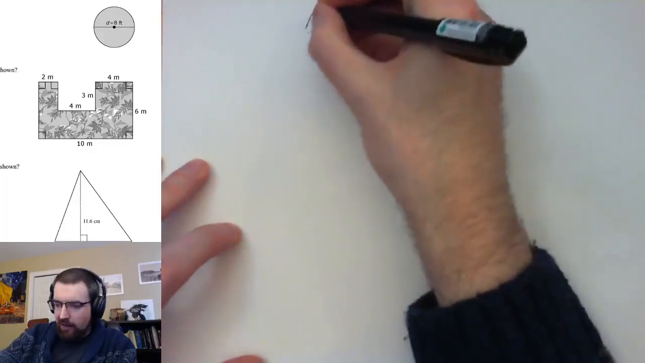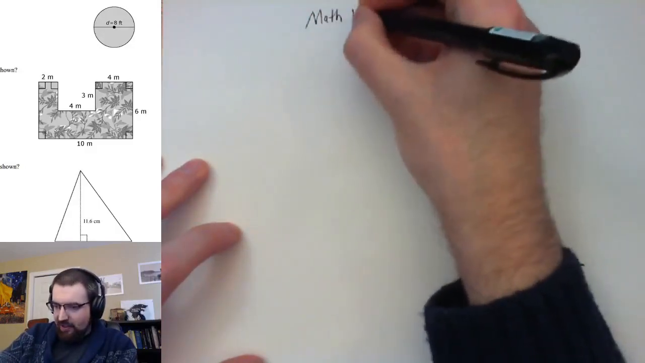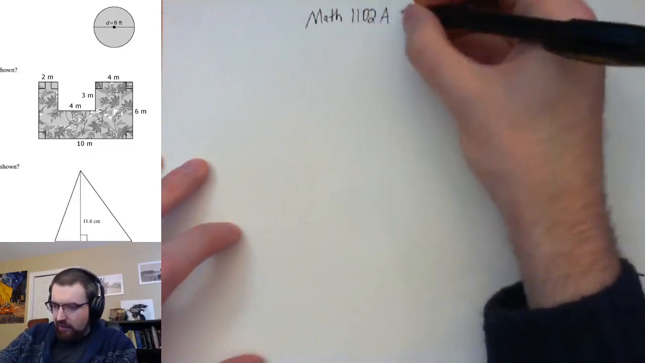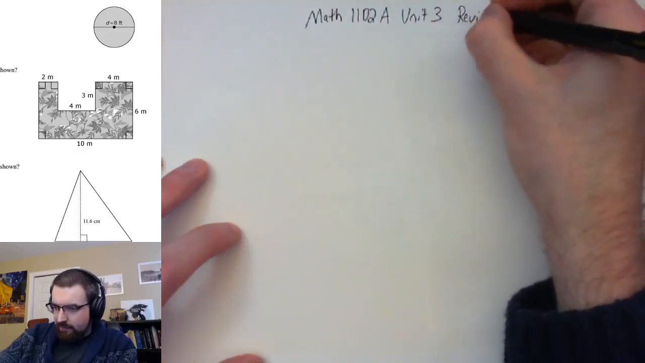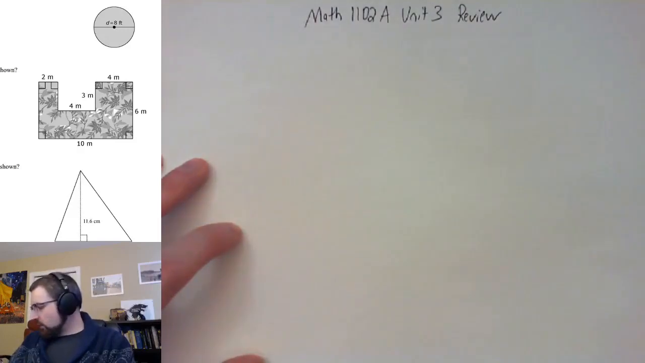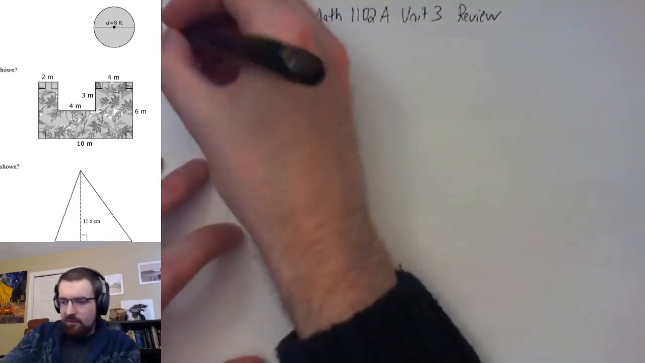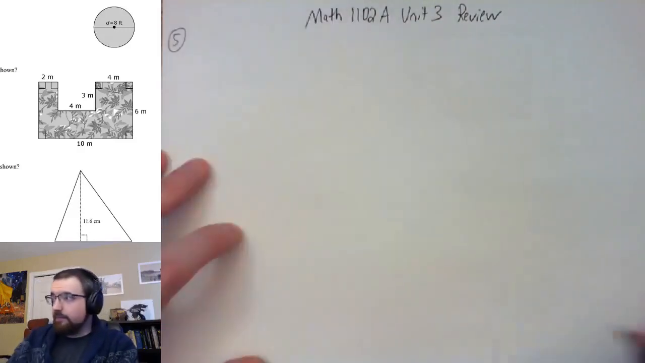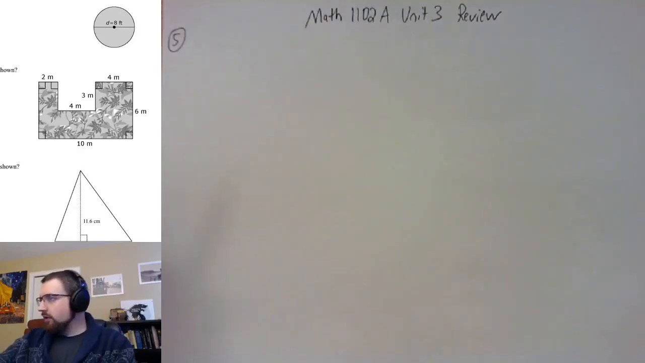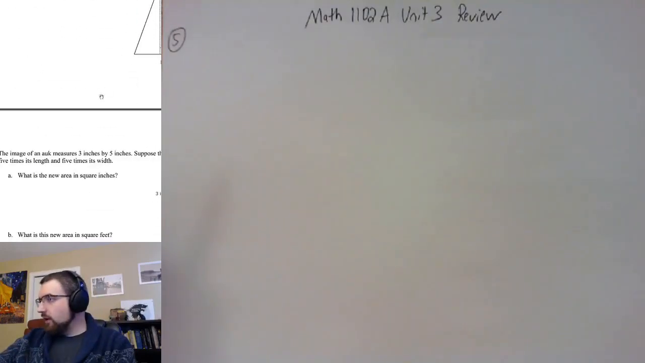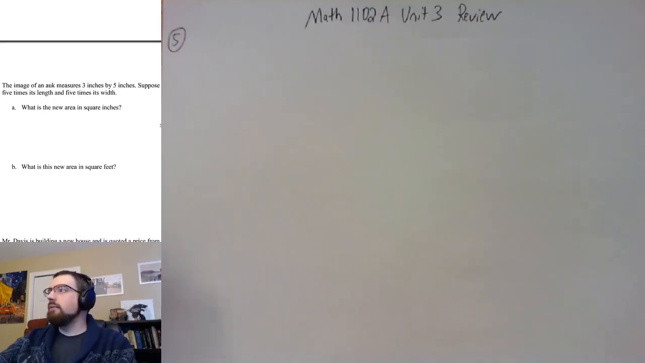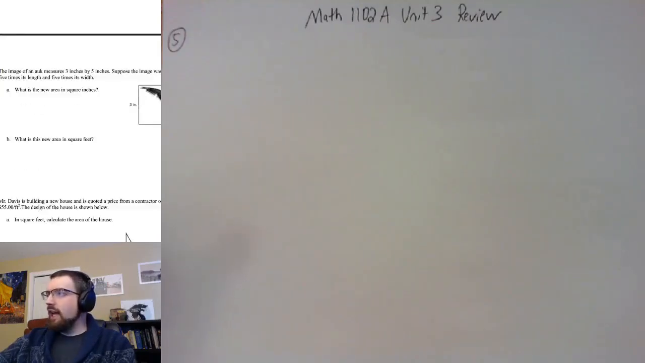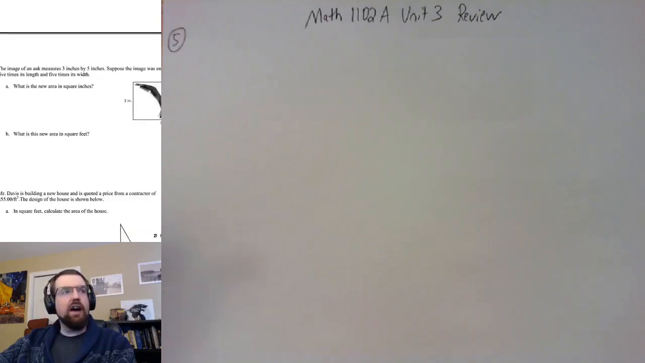So I'm going to carry on then. Math 1102A, Unit 3 review. Right, and yeah, I'm going to do number 5 next. So let me just scroll down a little. An image of an auk. Hey, there's some poems about the great auk. Image of an auk measures 3 inches by 5 inches.